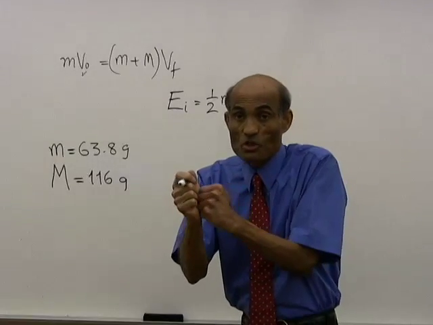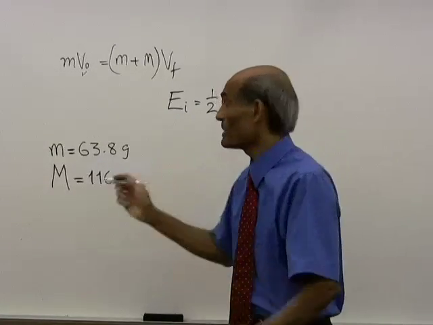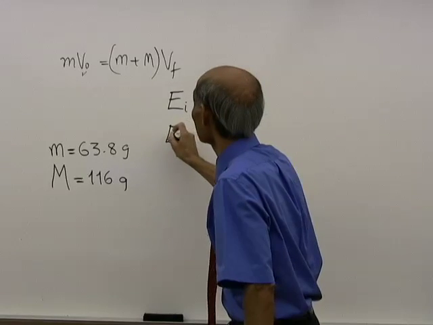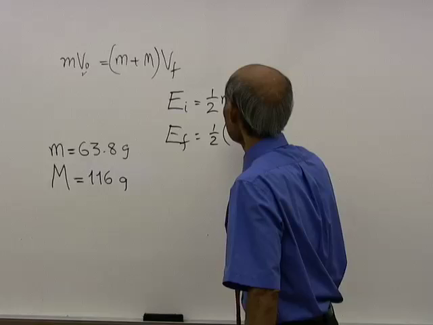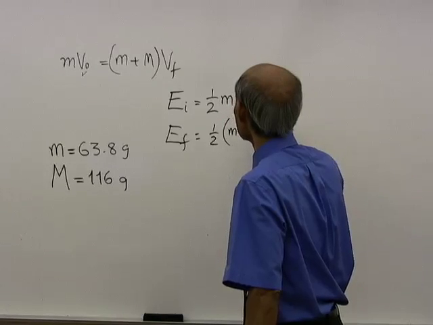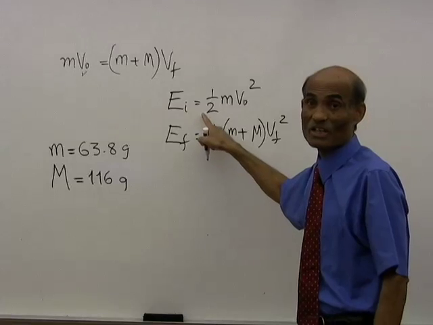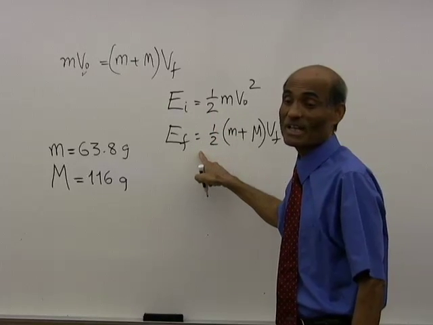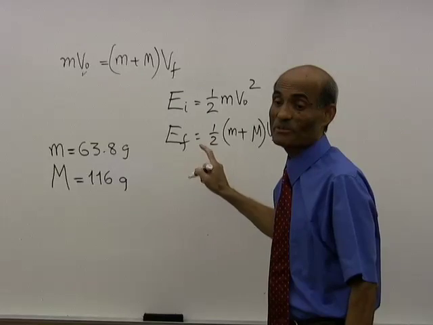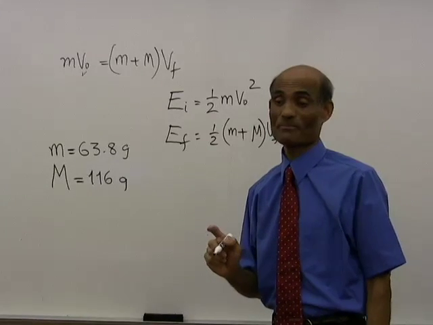And after the collision, the kinetic energy of the system is your Kf, and that will be 1/2 of (m plus big M) vf squared. So calculate the initial kinetic energy and the final kinetic energy and obtain the percent energy lost. You know how to do that.